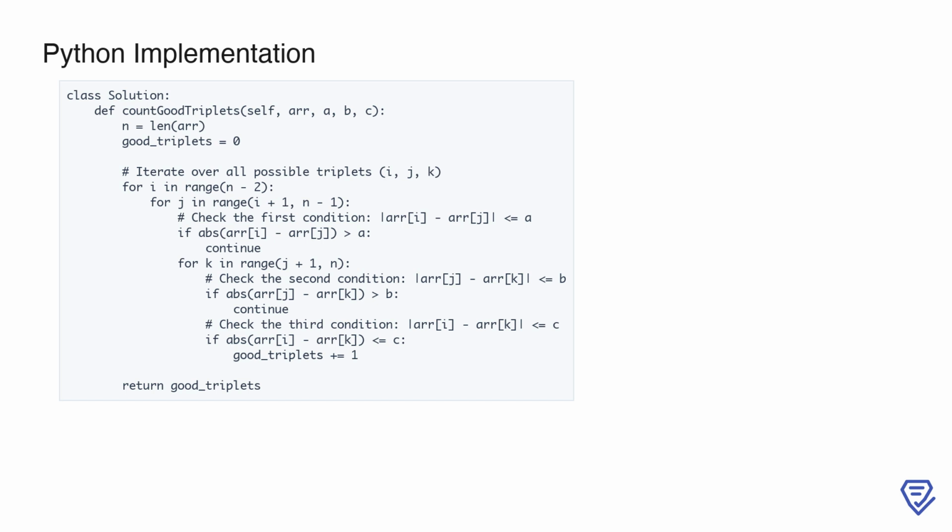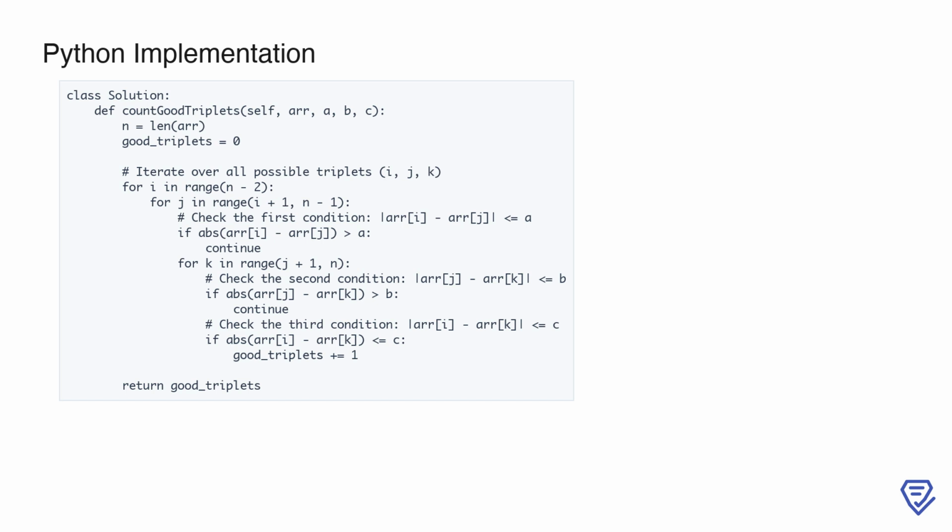The algorithm uses 3 nested loops to iterate over all possible triplets i, j, k, ensuring that 0 <= i < j < k < n. The outermost loop selects the first index i, the middle loop selects the second index j, and the innermost loop selects the third index k. For each triplet, we evaluate the 3 conditions in sequence.